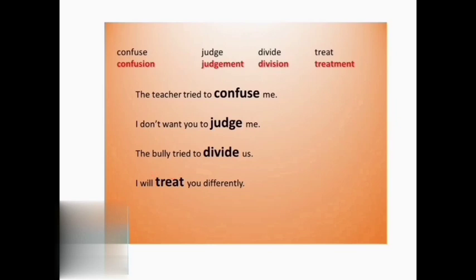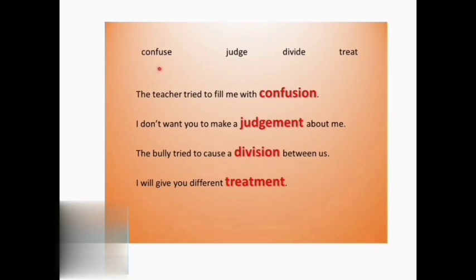Now we also have confuse, judge, divide, treat. In confuse, we have confusion. See the ION added. In judge, we have judgment, we added MENT. In divide, we added ION, we have division. And in treat, we also added MENT, we get treatment. The teacher tried to confuse me. I don't want you to judge me. The bully tried to divide us, and so on and so forth. In such cases, they were verbs, but now we want to make them nouns.